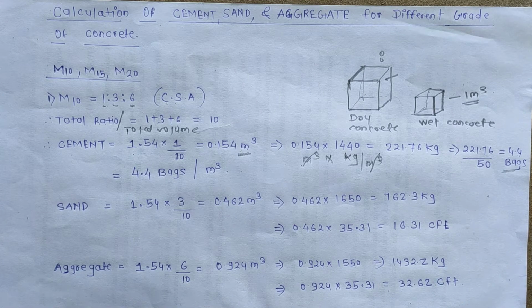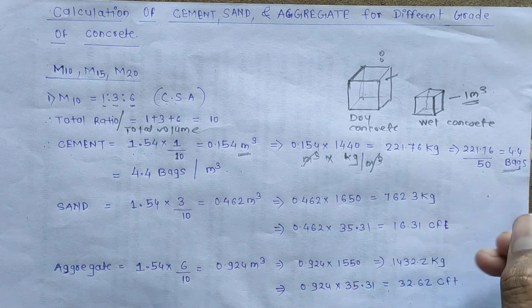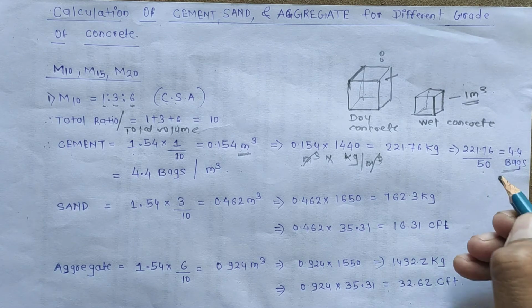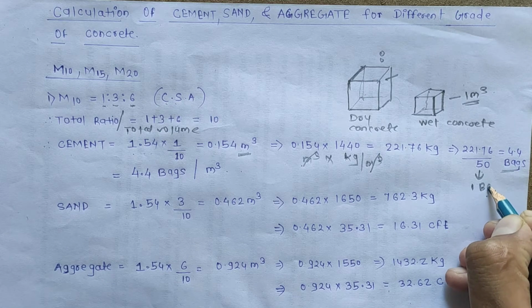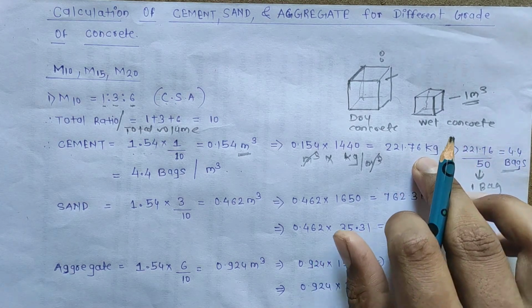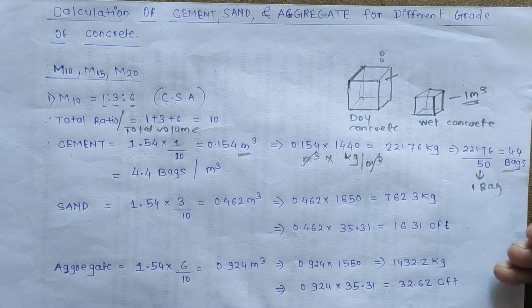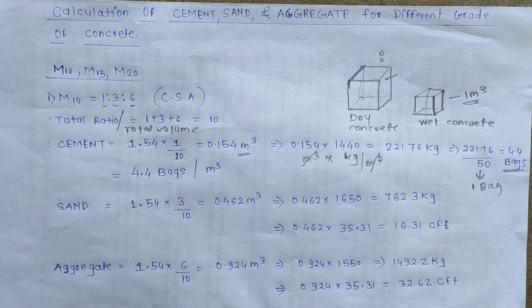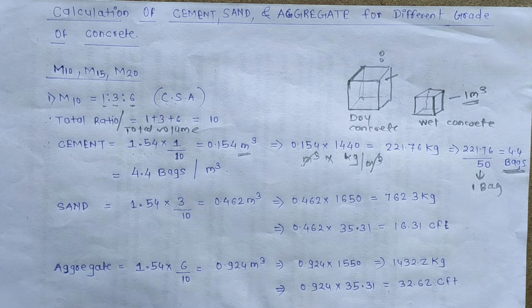Which is then divided by 50. Why are we dividing it by 50? Because the weight of one bag of cement is 50 kg. So after dividing this 221.76 kg of cement by 50, we will get 4.4 bags. That means 1 cubic meter of M10 concrete needs 4.4 bags of cement.